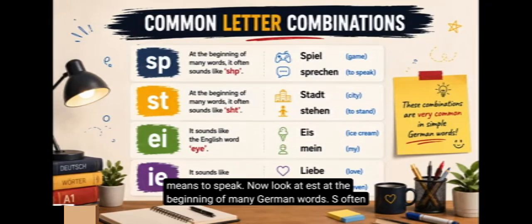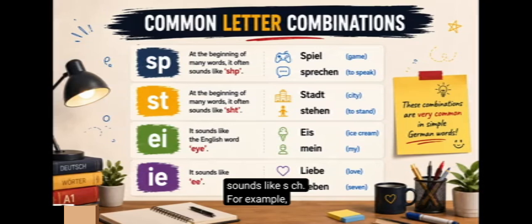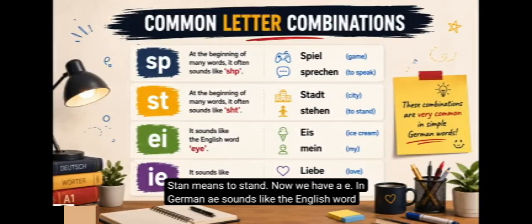Now look at st. At the beginning of many German words, st often sounds like sch-t. For example, Stadt. Stadt means city, and stehen. Stehen means to stand.